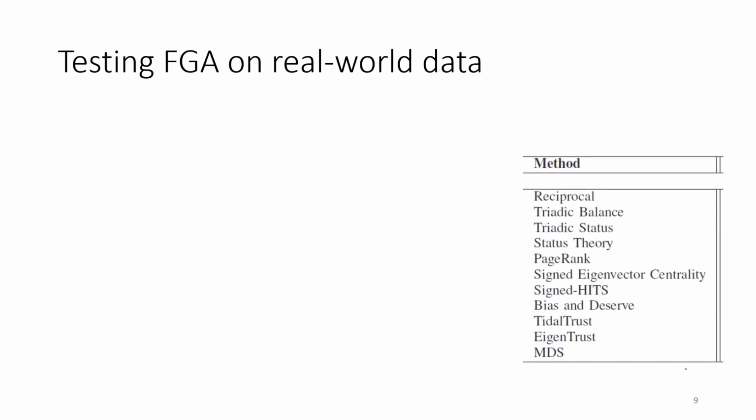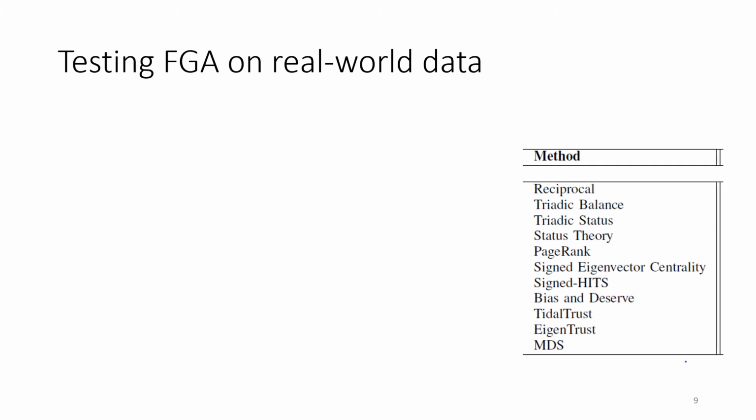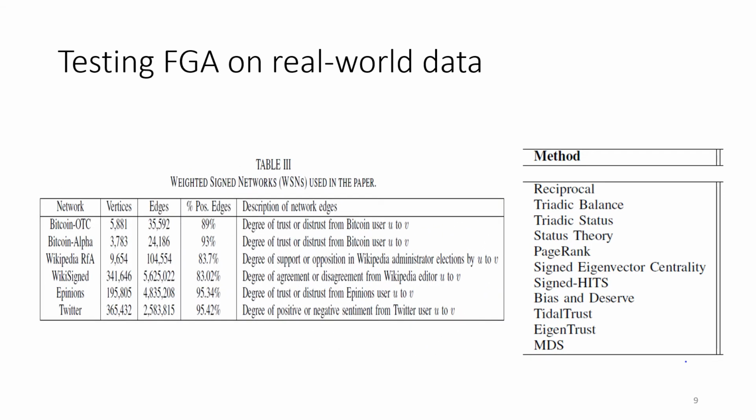Though this paper about predicting the weights of edges in weighted sign networks is the first of its kind, the authors compared their work to others done in signed social networks, compared it to algorithms used for edge sign prediction in social sign networks and those used for edge weight prediction in unsigned social networks. They used 11 algorithms, which include reciprocal, tidal trust, bias and deserve, and PageRank on these 6 real-world data sets, which include Bitcoin OTC, Bitcoin Alpha, and Twitter.